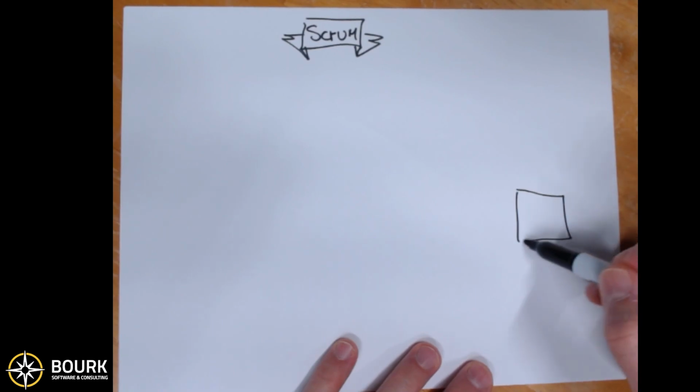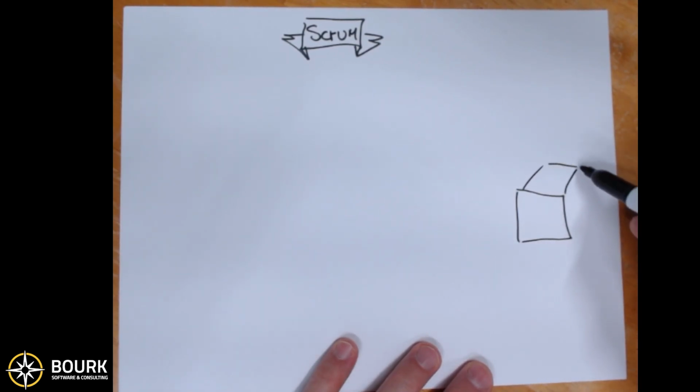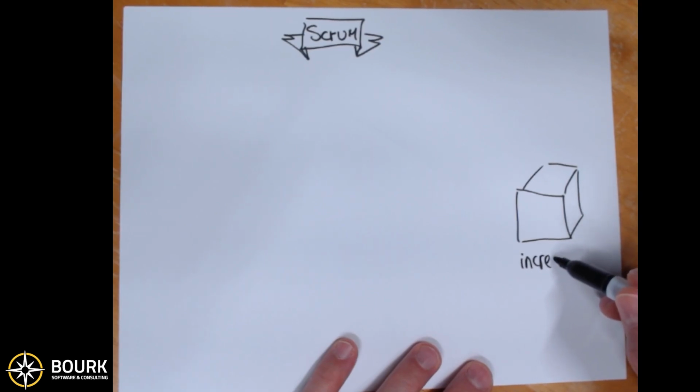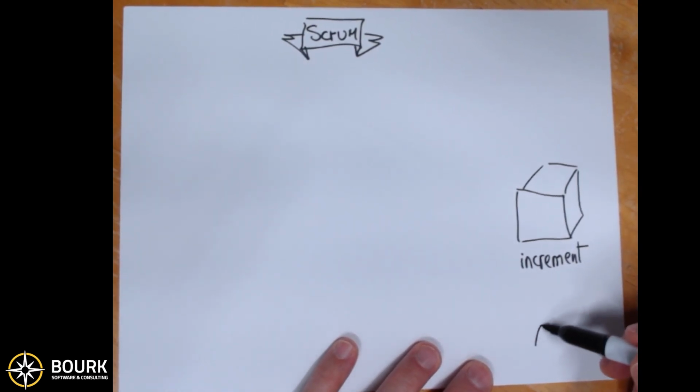I'm going to draw the product here on the right. In Scrum, this product is called the increment because it grows incrementally. The increment. We're building this increment for a bunch of stakeholders. And the stakeholders are defined by anyone who has a stake in the product.